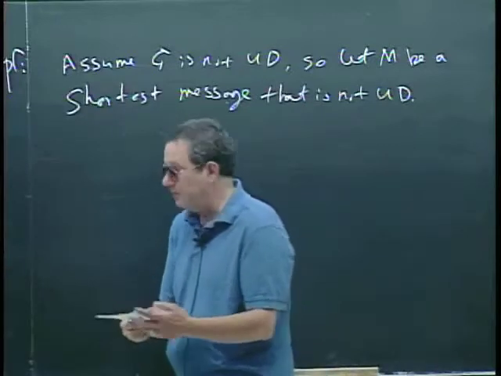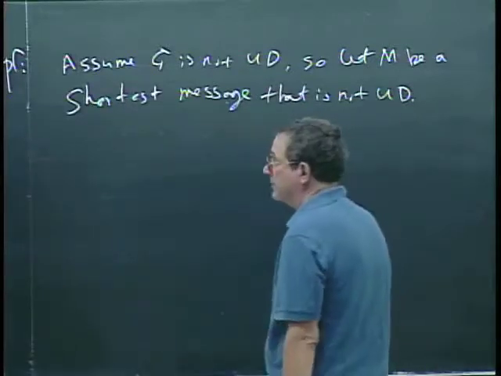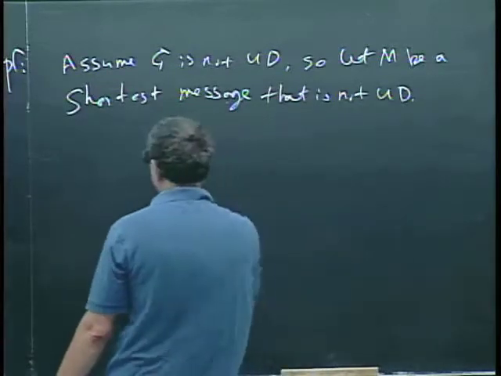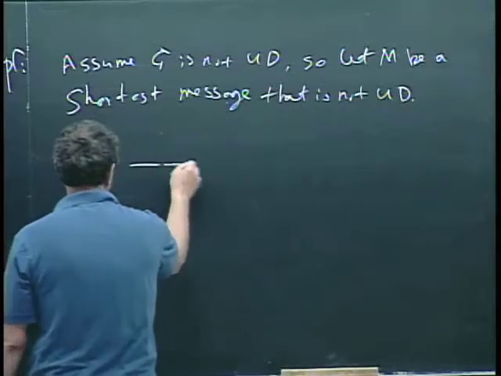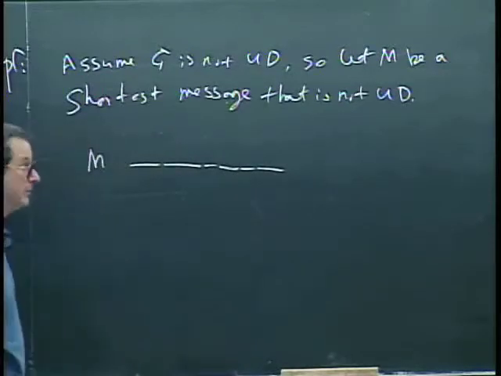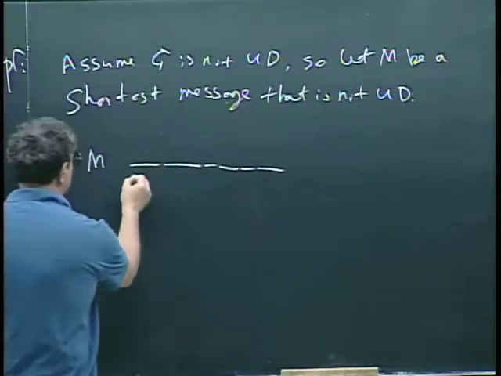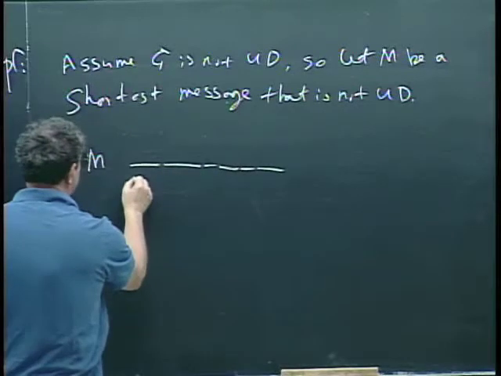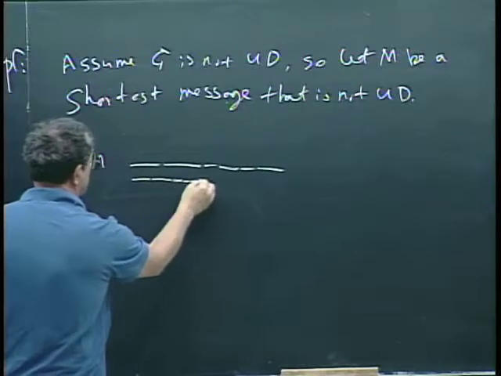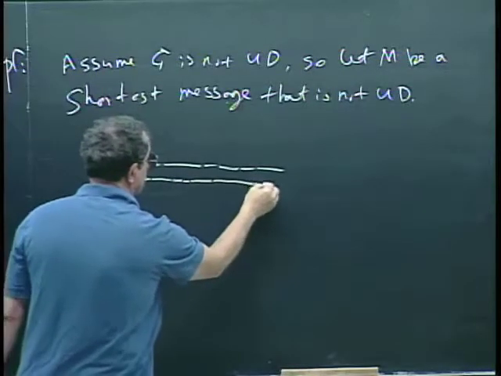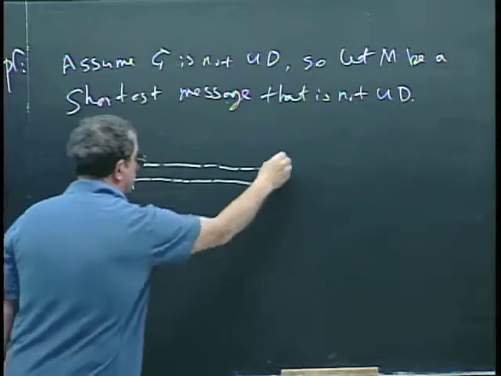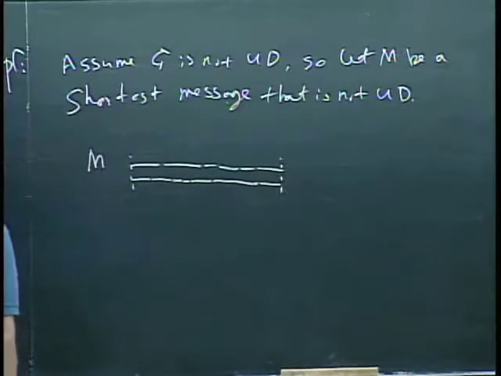Okay, so what does it mean that it's not uniquely decipherable? It means that there are two distinct parses of this message M. So just pictorially, I'm going to let a line here represent a code word. And so this is one parse. And then there's some other parse where maybe it looks like that. This is just a cartoon. But of course, these two parses are the same length because they're both spelling out M.